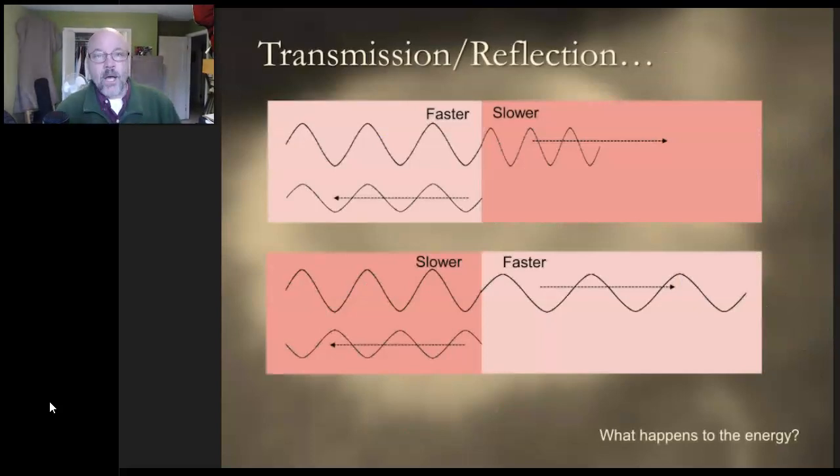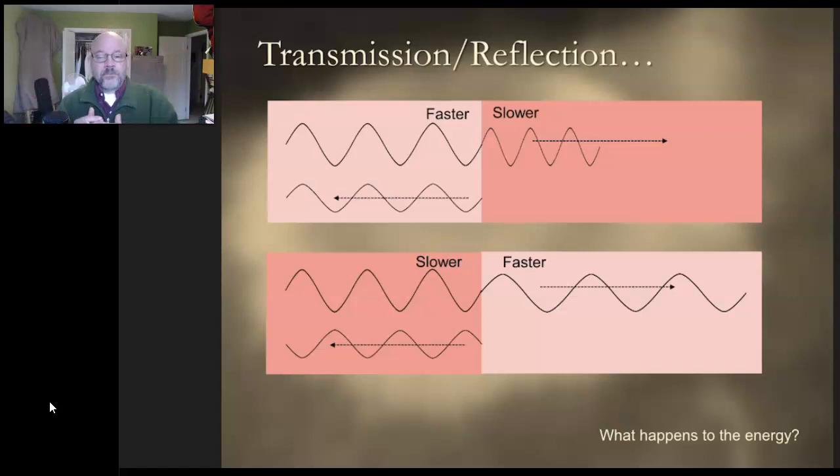So now let's take a quick look and remind ourselves what happens whenever you have a boundary. Remember, a boundary is defined by a difference in impedance, and usually that means the wave is going to speed up or slow down. Something about the transmissibility of the wave is different.